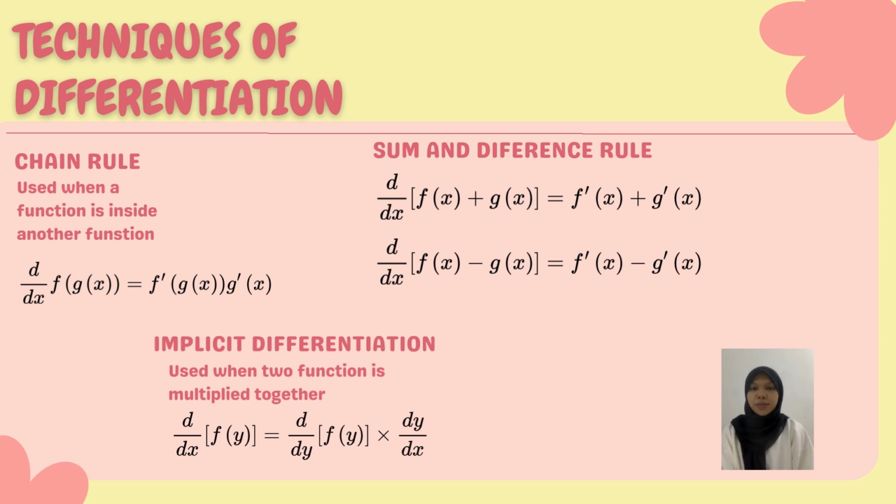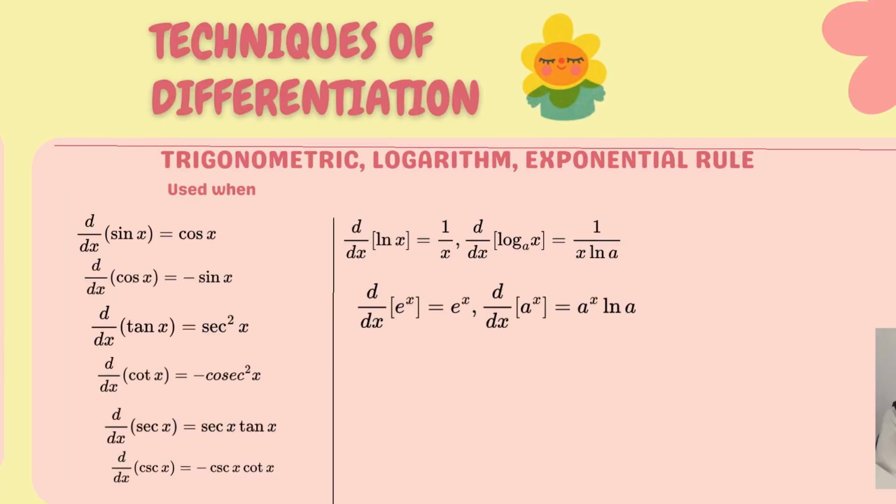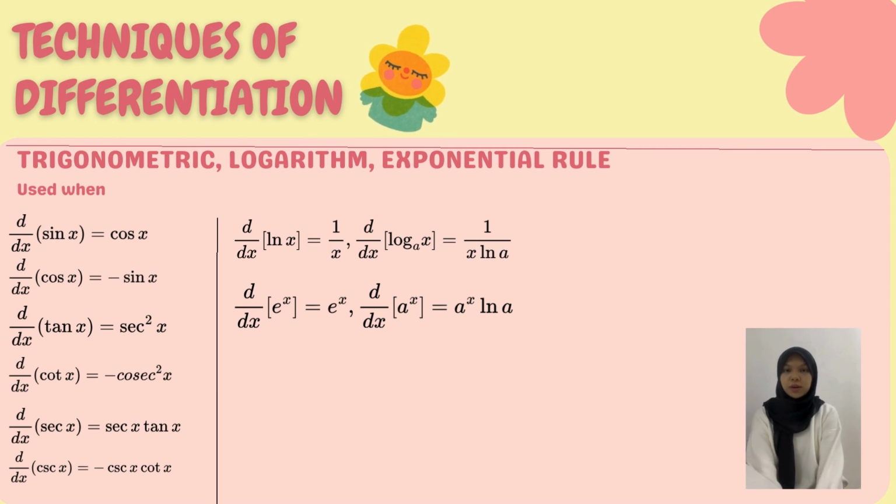Moreover is implicit differentiation. We differentiate both sides of the equation with respect to x. While we differentiate y, we need to multiply by dy over dx. Lastly are the trigonometric, logarithm, and exponential rules. The derivatives of trigonometric functions are sine, cosine, tangent, cotangent, secant, and cosecant.